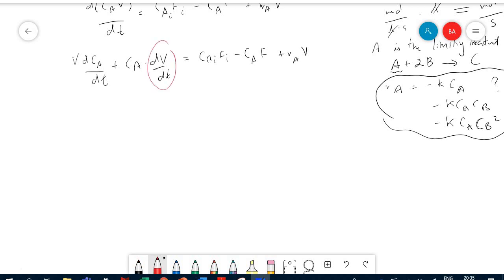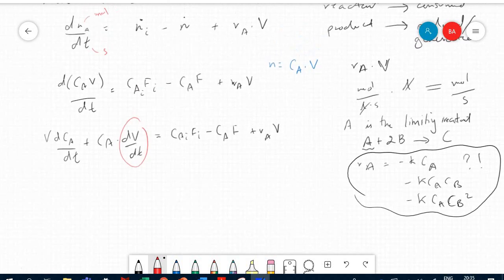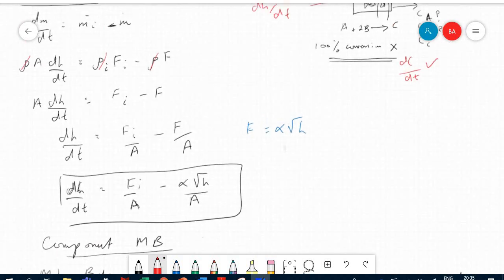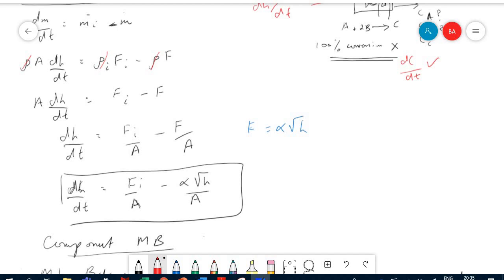So dV by dt comes from the overall mass balance equation. And if we go back to the overall mass balance equation, where is dV by dt? Okay, I think we can get it from here. So before cancelling out the rho terms, it looks like rho into dV by dt is equal to rho N FN minus rho F. And if you cancel out the rho terms, you're going to have a very beautiful term where dV by dt is equal to FN minus F.